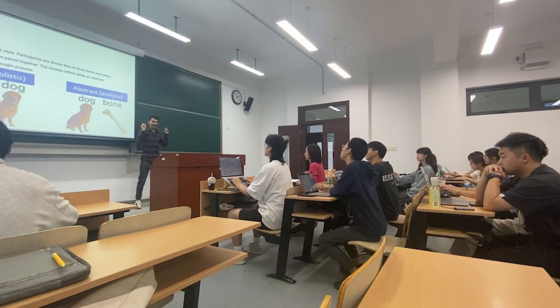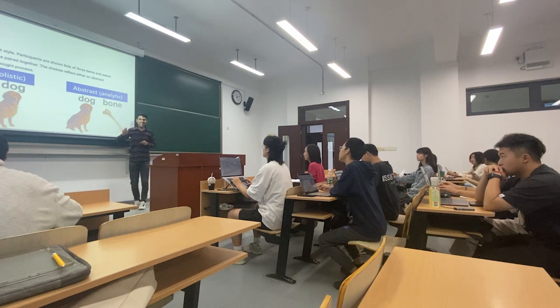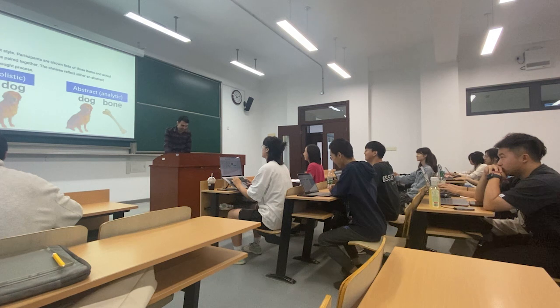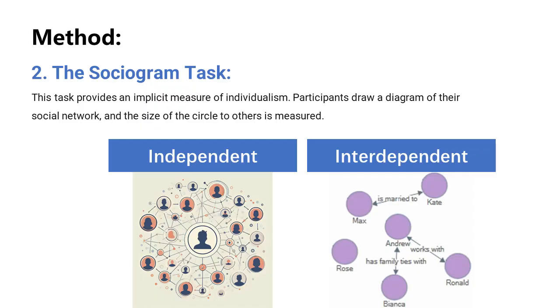You are actually analyzing. Why? Because the dog eats the bone. Is there anyone who chose the cat and bone? There's no answer for that actually. So now the second task is the social ground task.